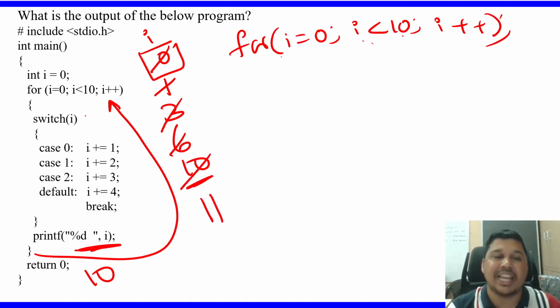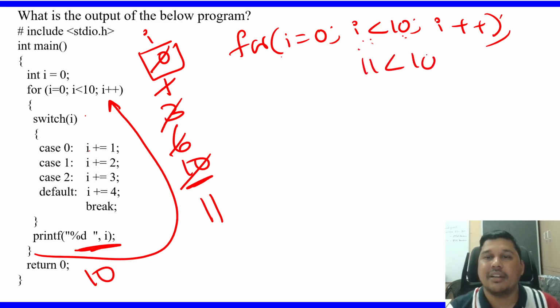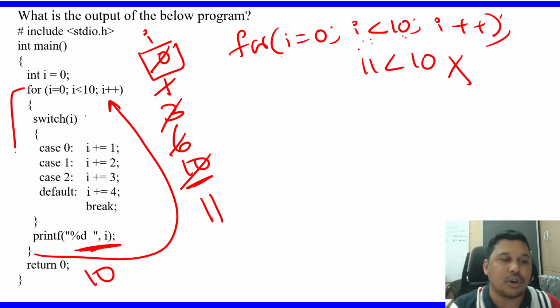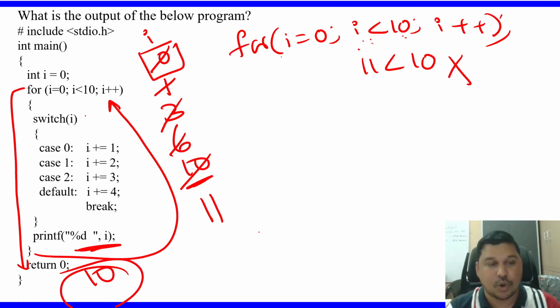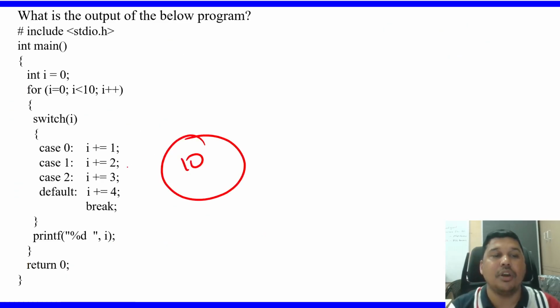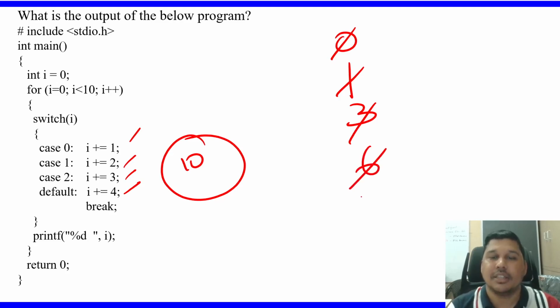Because of this, it becomes 11. Is 11 less than 10? No. The condition is false. It will come out of the entire program. So what we got in the output? 10. So the output of this program is 10. Be careful. Since there is no break statement, all these statements will be executed in sequence. So i value was initially 0. 0 plus 1, it became 1. 1 plus 2, it became 3. 3 plus 3, it became 6. Then plus 4, it became 10. So it will print the value of i as 10. Okay.